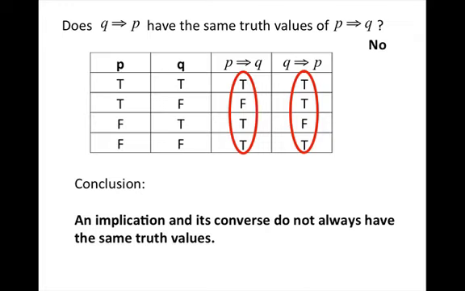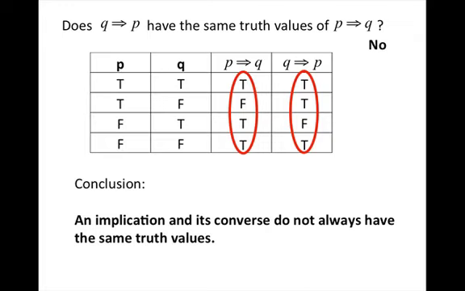So in conclusion, an implication and its converse do not always have the same truth values. So if I know the implication is true, I can't conclude that the converse is true. And likewise, if I know the implication is false, I cannot assume the converse is false. Knowing the truth value of an implication doesn't tell me what the truth value of its converse is.